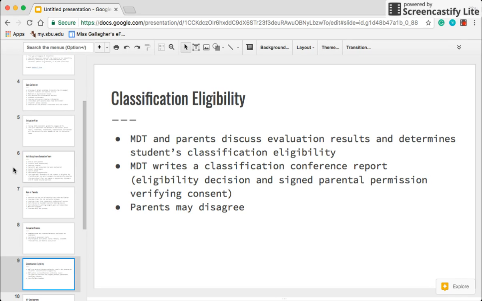The parents' permission is needed, just so they're verifying consent and agreeing to all of this. In some cases, parents may disagree. That can happen. If that does happen, they have the right to obtain an independent educational evaluator, or IEE for short.